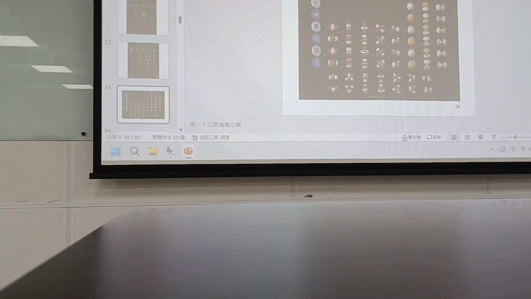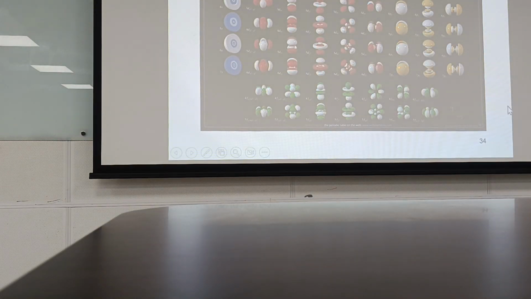Okay, so last week, I think we stopped here in these slides, to show you the 3D structure of the probability density, which means the chance that the electron may show up in different orbits.